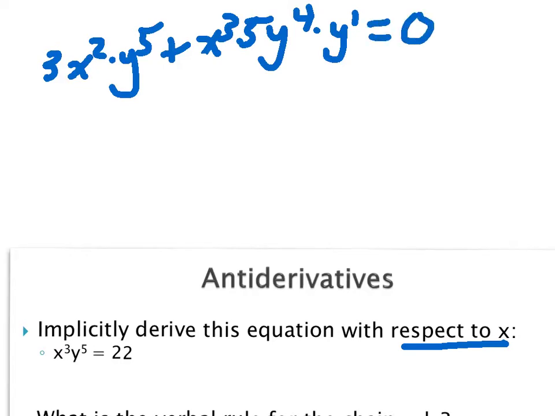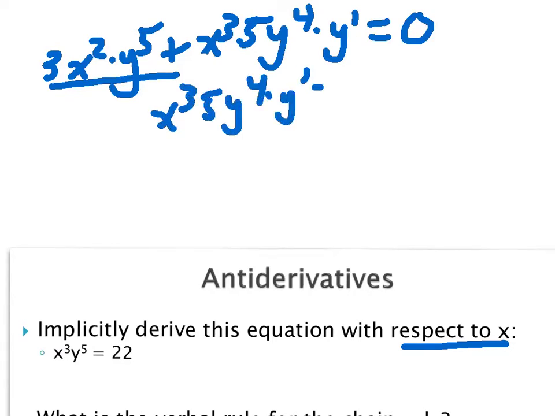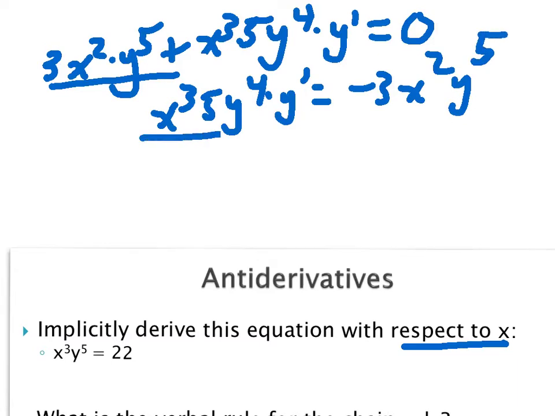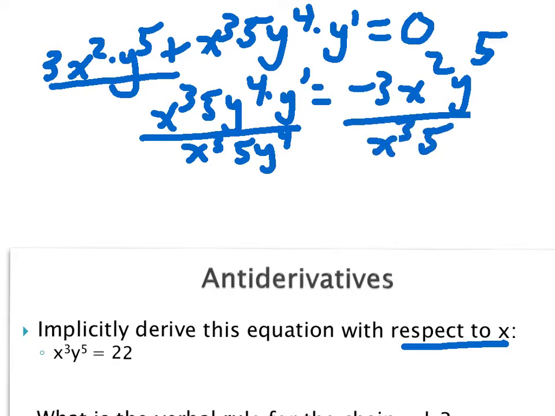And now I'm going to solve for y prime by getting it by itself. So I'm going to get rid of the adding first by subtracting it from both sides. So I'll get x cubed times 5y to the fourth times y prime equals negative 3x squared y to the fifth, if I subtract that first term from both sides of the equation. Then I'm going to get rid of the multiplication by dividing both sides by the number that's in front of y prime. So x cubed 5y to the fourth on both sides of this equation.